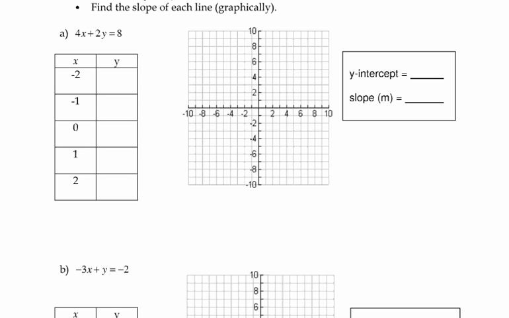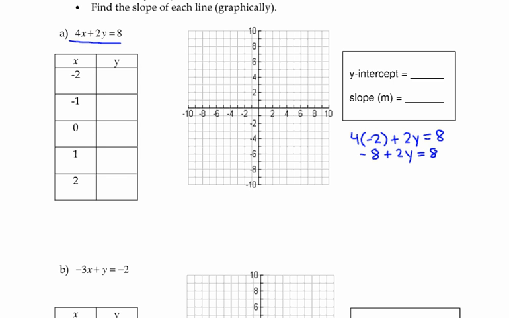Okay, so here's our equation, 4x plus 2y equals 8. And I have x equals -2. How would I get the y value? Plug it into the x. So 4 times, whenever we substitute for x, -2 plus 2y equals 8. What's 4 times -2? So -8 plus 2y equals 8.